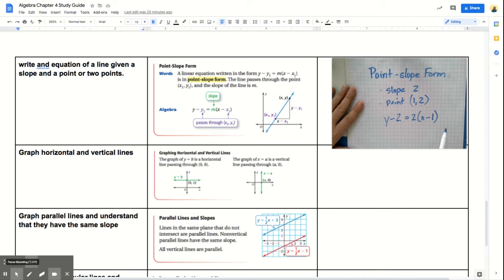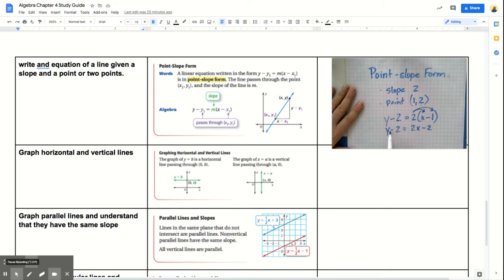Now, sometimes you may want to convert it into slope intercept form. So the first thing you would do is use the distributive property. Okay, 2x, and then 2 times the -1 is -2. So you have y minus 2 equals 2x minus 2. We want it to be in the y equals mx plus b form. So we want to get y alone.